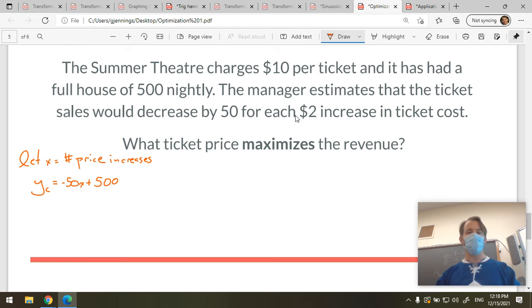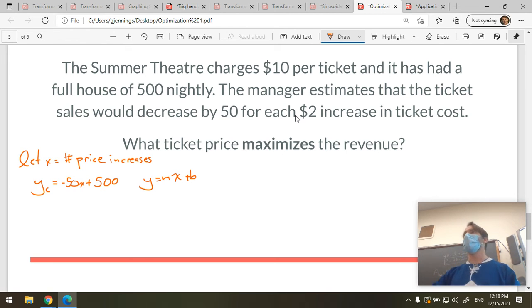-50x plus 500. This is an example of a line. Y equals m times x plus b. My initial value is b. It's 500 there. So that's my initial number of tickets I would sell if I don't change the price, if x is 0. Every time I increase the price by $2, that's x going to 1, then I lose 50 people. So that's how I've set that one up.